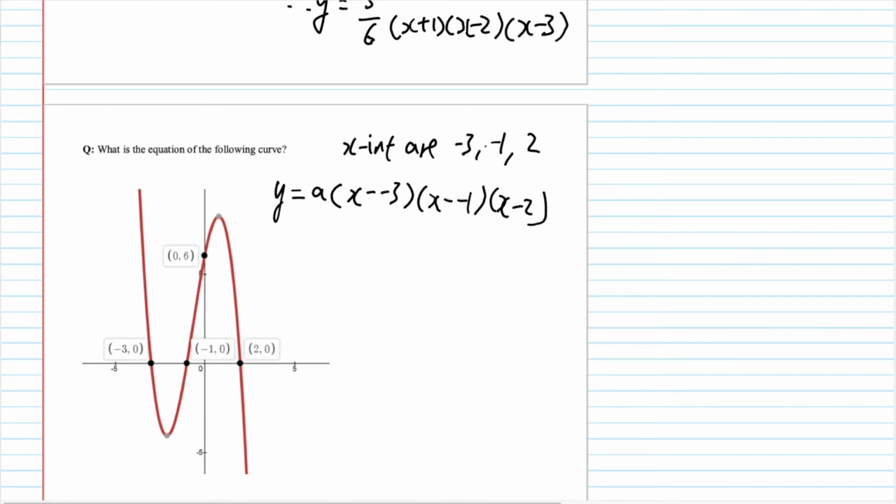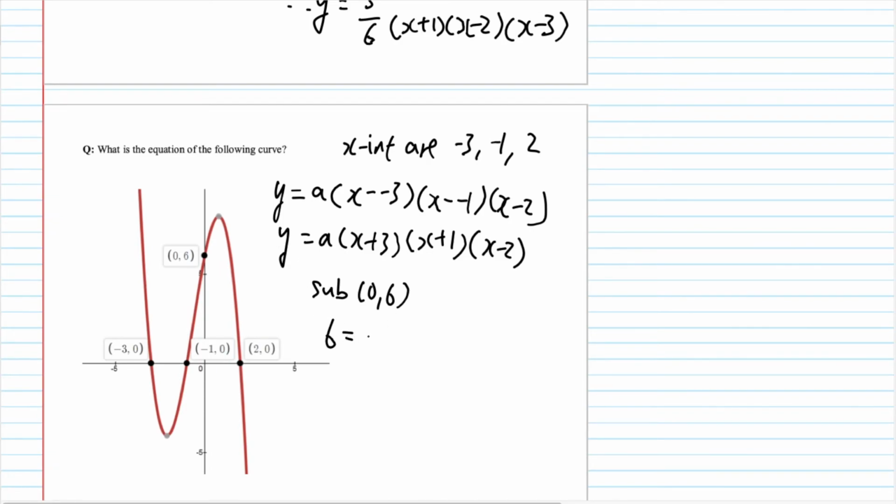So you always take away the x-intercepts. Simplify it. So this is x plus 3, x plus 1, x minus 2. Now to find the value of a, you substitute a point, like a non-x-intercept point. So we can substitute the 0, 6 into the equation. So then we have 6 is equal to a, 0 plus 3, 0 plus 1, and 0 minus 2. So then 6 is equal to, what is this? 3 times 1 is 3, times minus 2 is minus 6, minus 6 times a is minus 6a. So then a becomes minus 1, right?